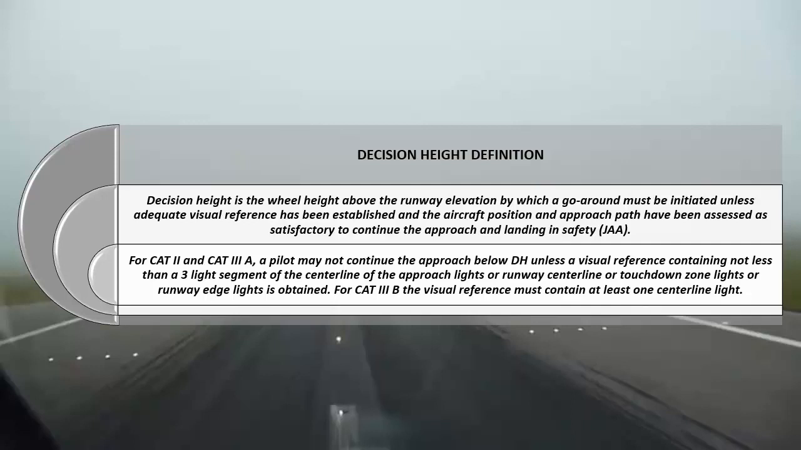For Cat 2 and Cat 3A, a pilot may not continue the approach below decision height unless a visual reference containing not less than a 3-light segment of the centerline of the approach lights, or runway centerline, or touchdown zone lights, or runway edge lights is obtained. For Cat 3B, the visual reference must contain at least one centerline light.